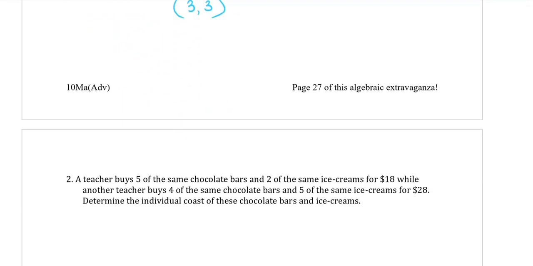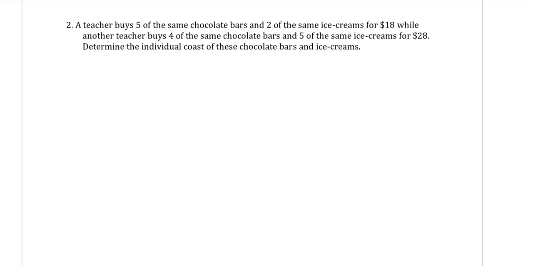Okay, on the last page for today, we have a word question. So in this one, we have to read very carefully to try to make the equations and then solve them using the elimination method for simultaneous equations. So let's read through. A teacher buys 5 of the same chocolate bars and 2 of the same ice creams for $18, while another teacher buys 4 of the same chocolate bars and 5 of the same ice creams for $28. Determine the individual cost of the chocolate bars and ice creams.